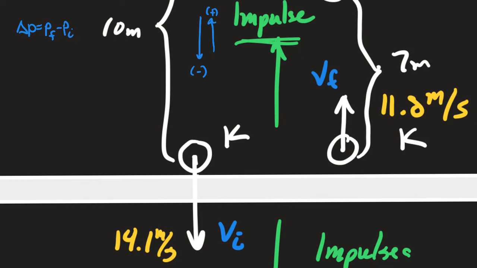So, mv final minus mv initial. Now, I'm going to assume you know where I got the 14.1 and the 11.8. If not, I did mgh equals 1/2 mv squared. That's what I did. Raise your hand if I need to go through that part.